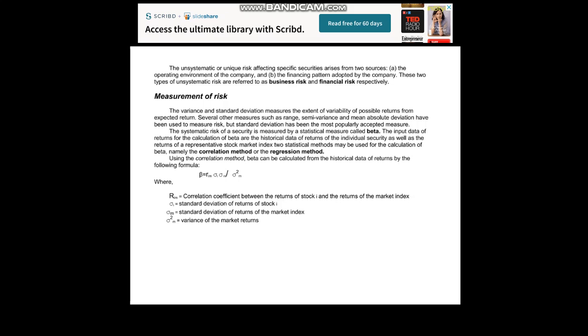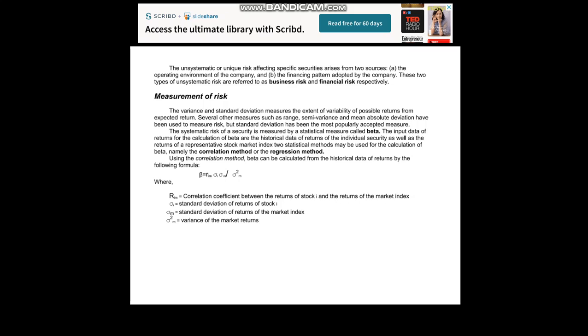Measurement of risk. The variance and standard deviation measure the extent of variability of possible returns from expected return. Several other measures such as range, semi-variance, and mean absolute deviation have been used to measure risk, but standard deviation has been the most popularly accepted measure. The systematic risk of a security is measured by a statistical measure called beta.